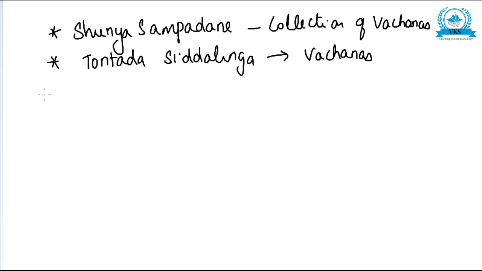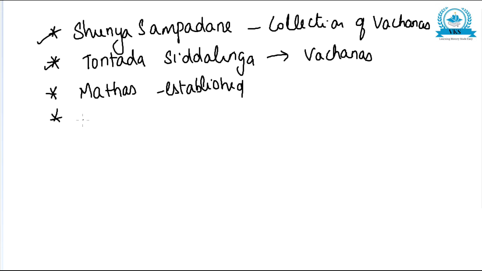Now there were also many mathas established in many parts of the empire. Many religious mathas were established in many parts of the empire. Shunya Sampadane was a collection of vachanas. Tontada Siddhalinga wrote a number of vachanas.